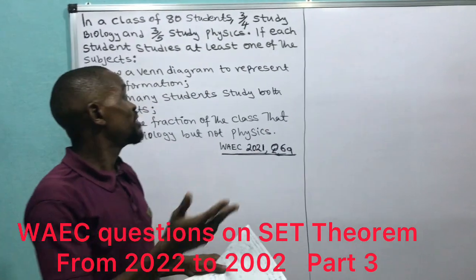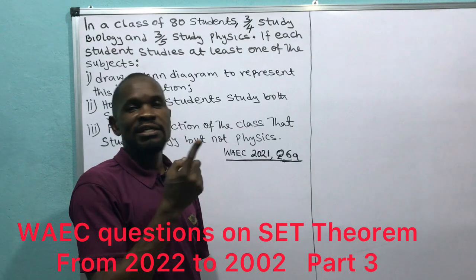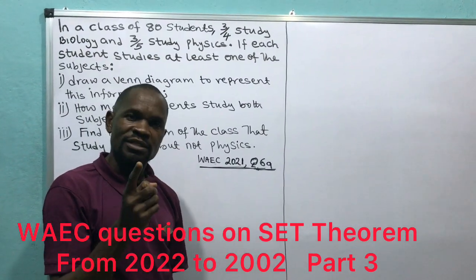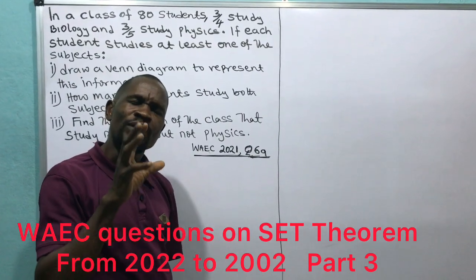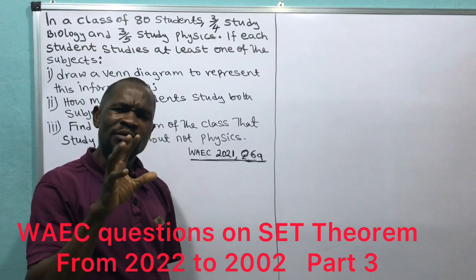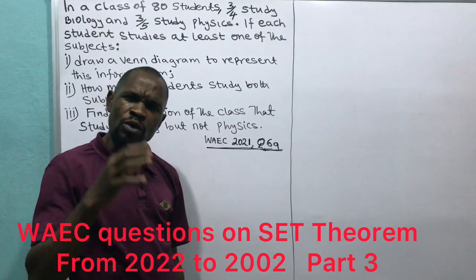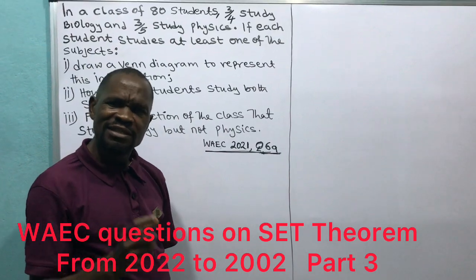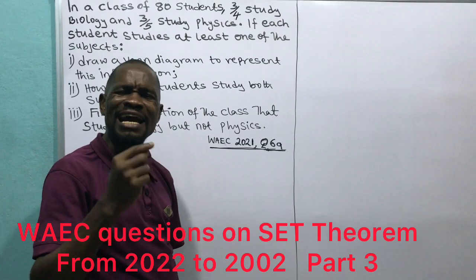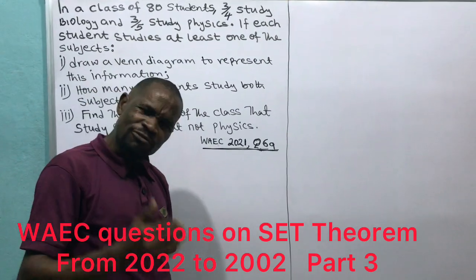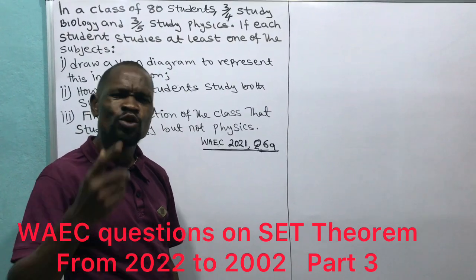Remember that we are dealing with set theorem on WAEC, and this is part 3. Please follow us in part 1, part 2. In part 1, we explained the whole thing behind 3 sets. Then part 2 was the example on the 3 sets. Now part 3 is the WAEC questions and answers. Part 4 is also WAEC questions and answers, if you follow us till the end.